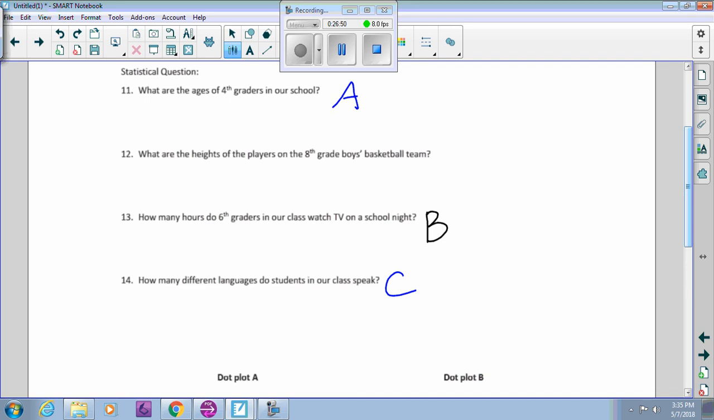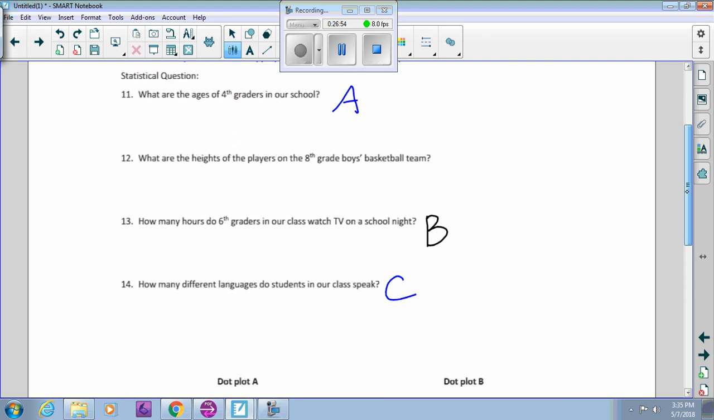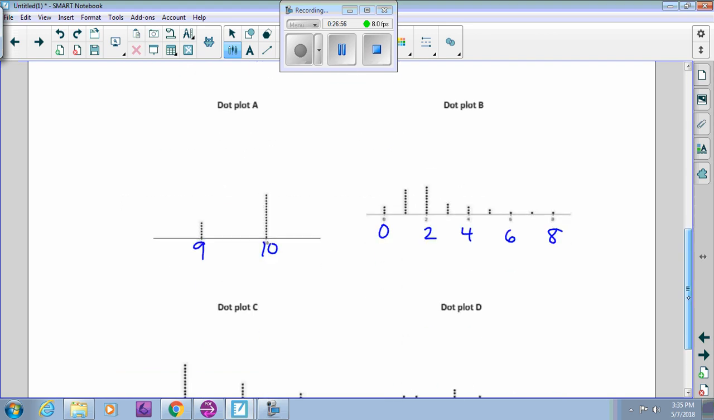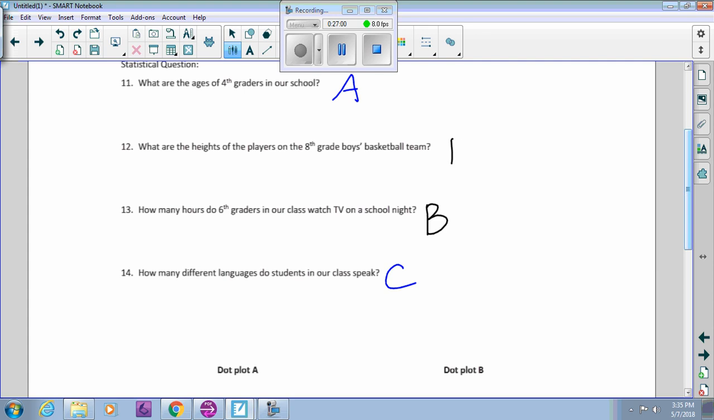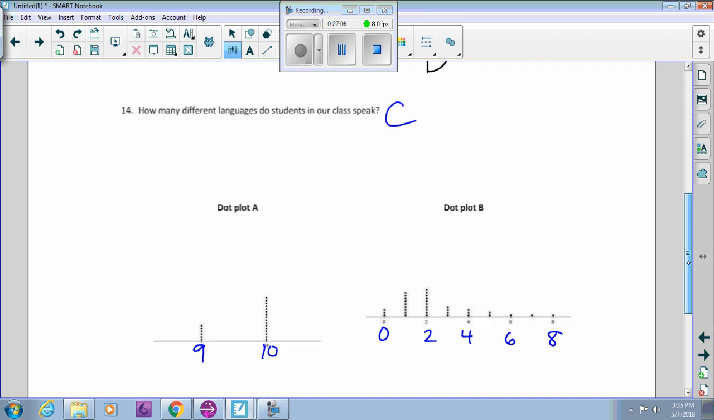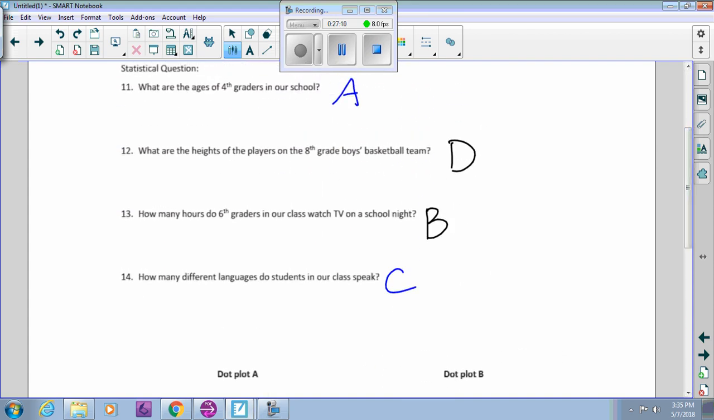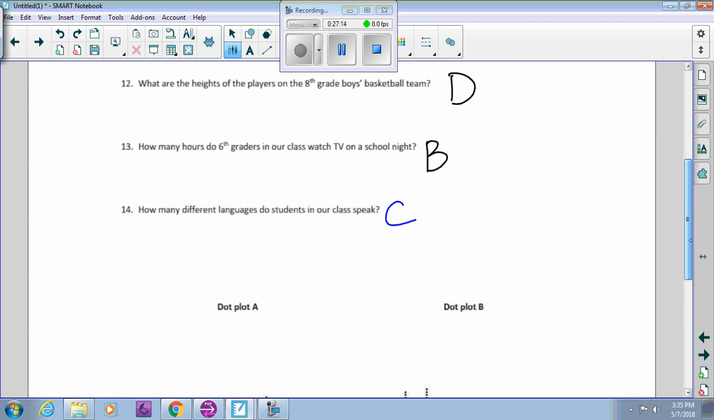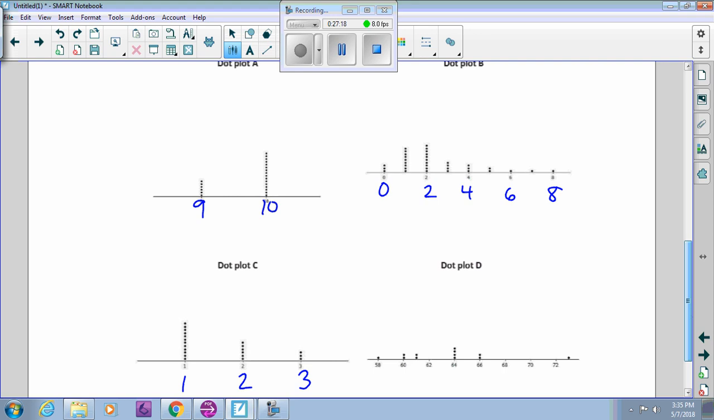So anyway, ages of 4th graders, that's going to look more like 9 and 10-year-olds. Heights, those are going to be in inches, more like dot plot D. And then how many hours, I was kind of whining about that in the background. You could probably hear me. If you're watching TV for 8 hours, I do not know where you're finding your time to do that. 14, how many different languages? Well, you at least speak one, hopefully. So that would be dot plot C.